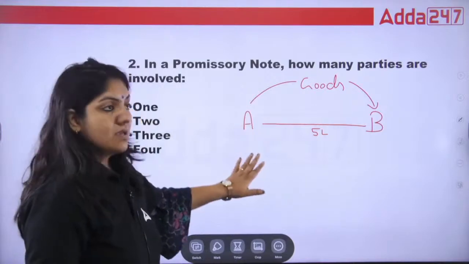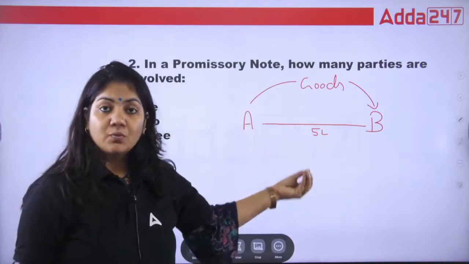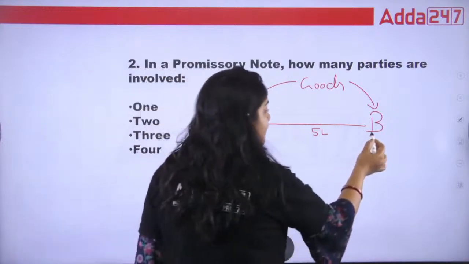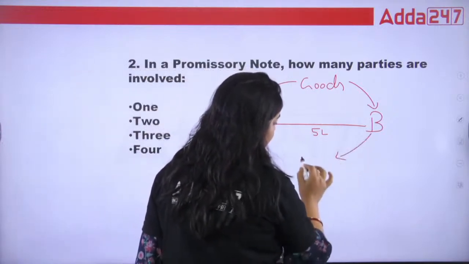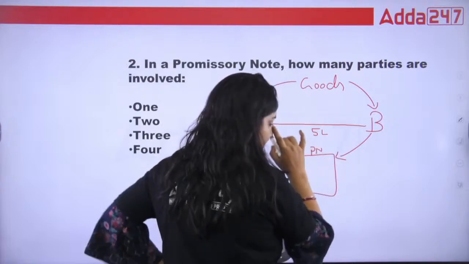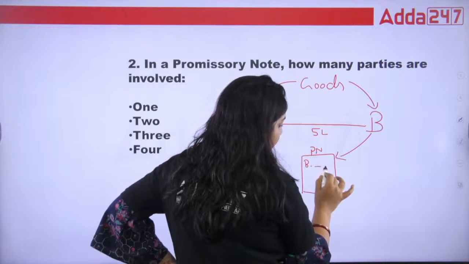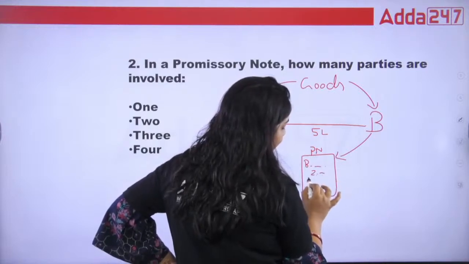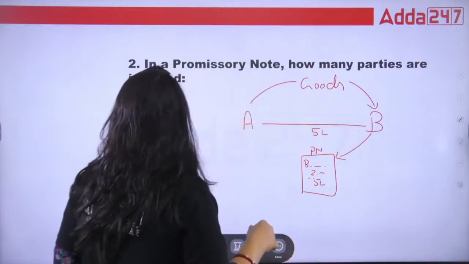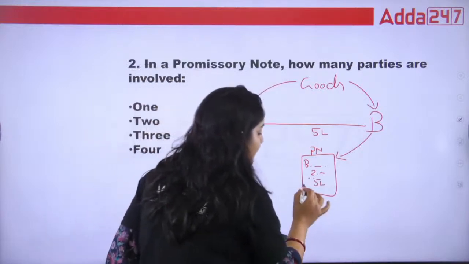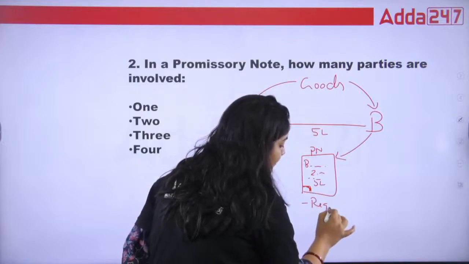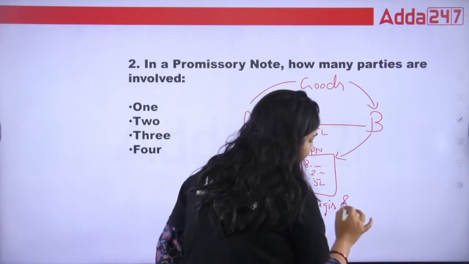So A is saying you have to write your wordings in a written document. In that case, B is making a document. That document is, guys, a promissory note, in which B is saying that after 2 months, I will give you your 5 lakh rupees at that date. Okay, so guys, B will sign this promissory note, and it should be registered and stamped.